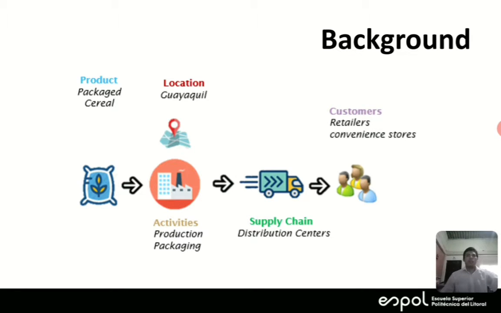Background: Kellogg's Company in the production area contains the cereal production area and the packaging area. The packaging area has 4 packaging machines, where the number 2 packaging machine has low availability compared to the others.